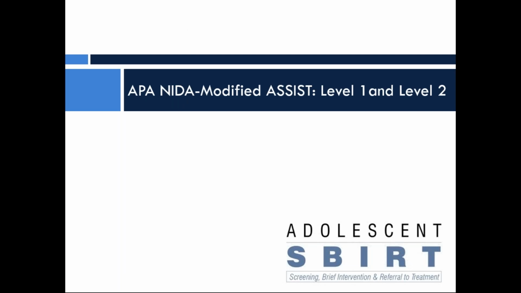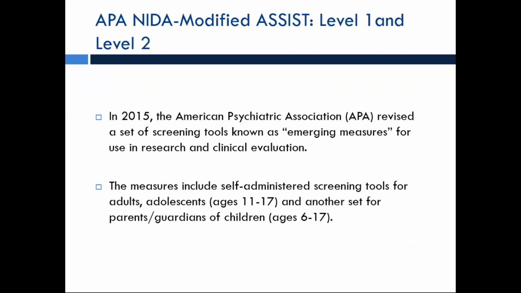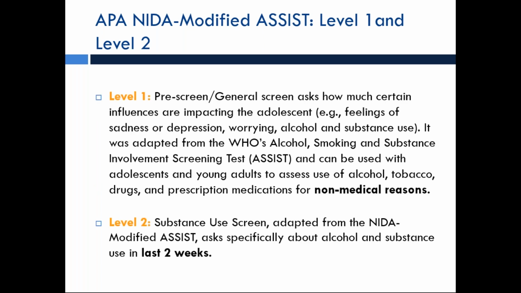Next up is the Modified ASSIST. So this was originally developed by NIDA and then was adjusted by the American Psychiatric Association. ASSIST stands for Alcohol, Smoking, and Substance Involvement Screening Test, normed on adolescents. It has 2 levels, and you can choose one or the other or use both because they vary.